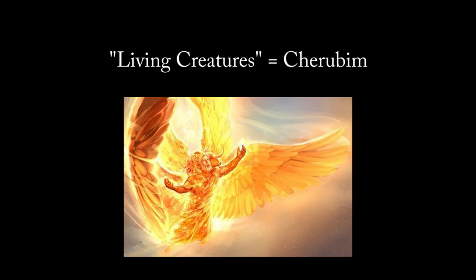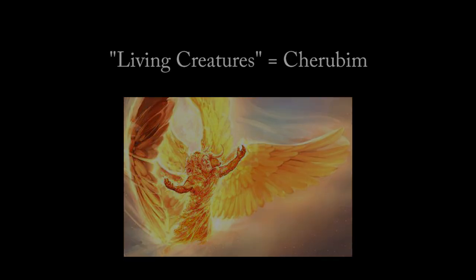The final type of angel described in the Bible is the living creatures, whom Ezekiel calls cherubim. These creatures are essentially a combination of the 4 most common types of cherubim found throughout the ancient Near East.